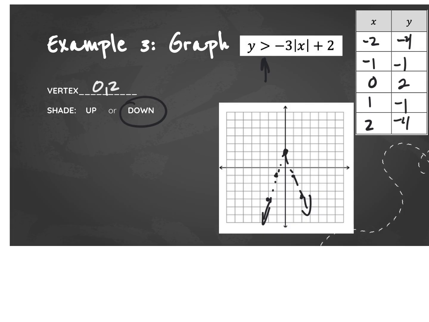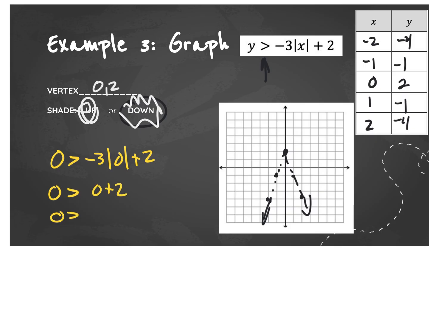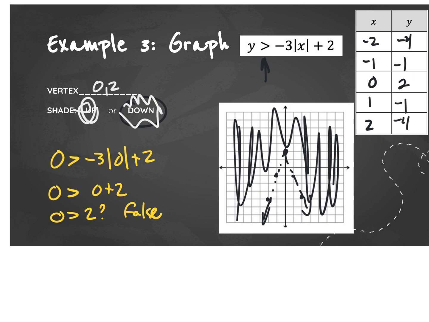And then I'm going to make a correction here. I actually want to shade up because it's greater than. All right, so I can test. If I test 0, 0, watch what happens. Is 0 greater than 0 plus 2? Is 0 greater than 2? That is false. So I shade on the outside of 0, 0. And there's my answer.